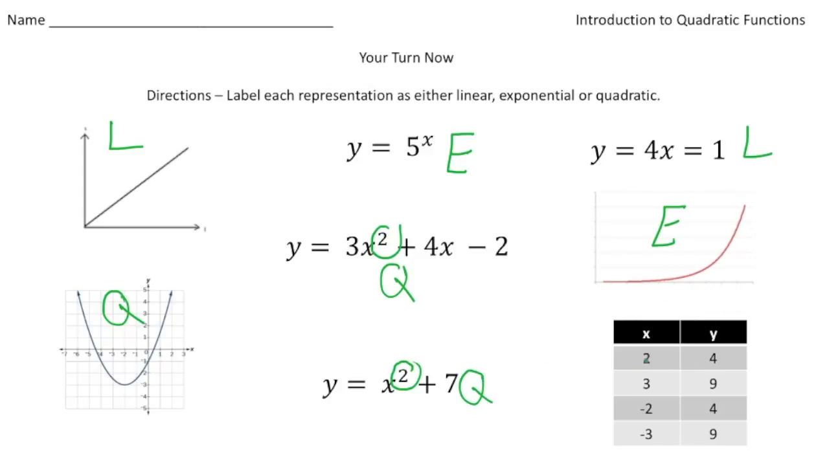And finally, we have an input-output table. So we have x is 2, y is 4, x is 3, y is 9, x is -2, y is 4, and x is -3, and y is 9. So if you notice, to go from the x to the y, we're squaring this, right? So this would be the function y equals x squared. And again, we have a squared, which makes this a quadratic function.